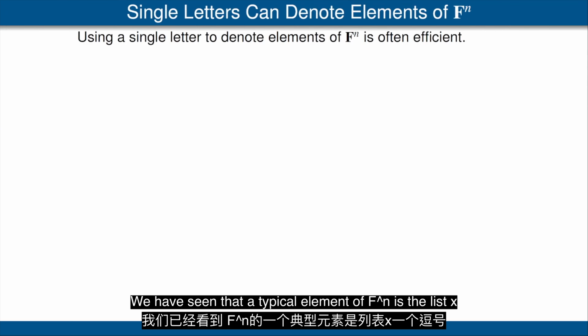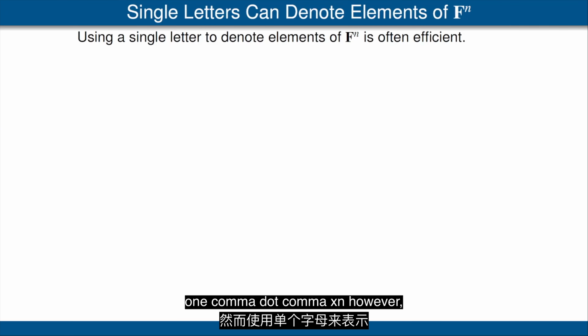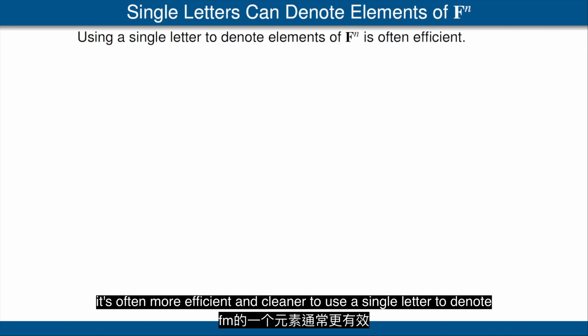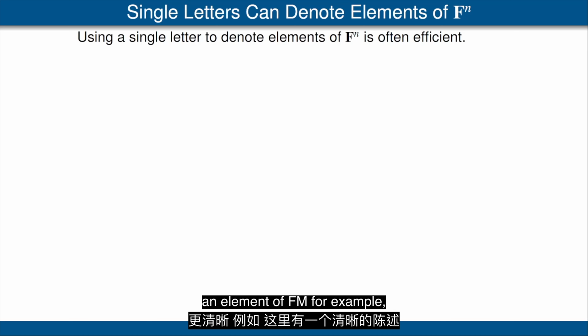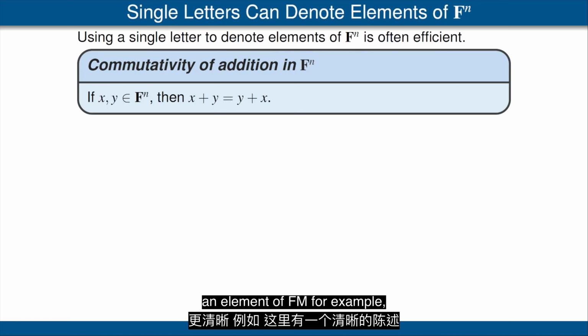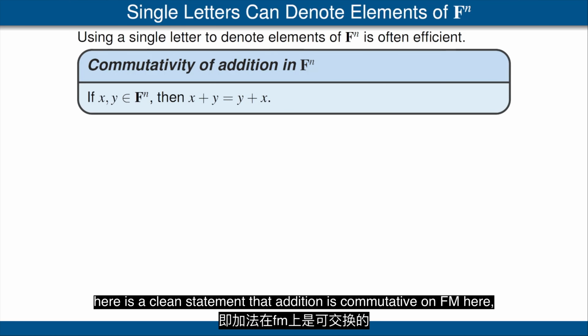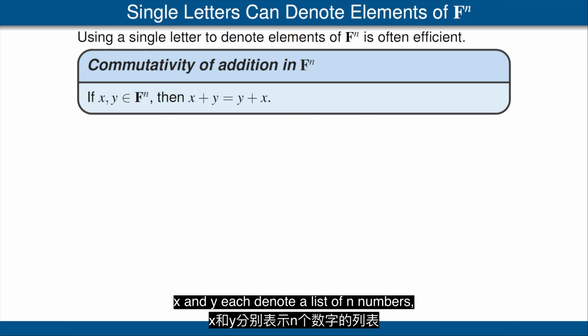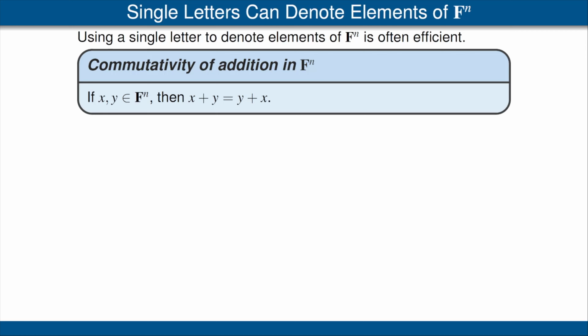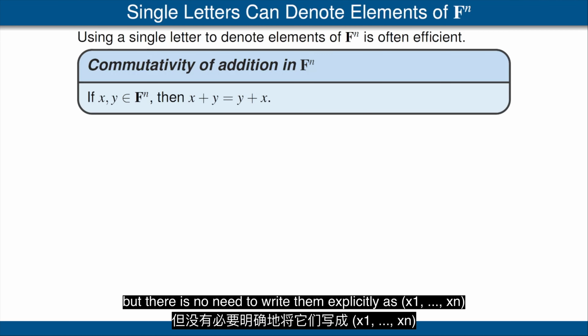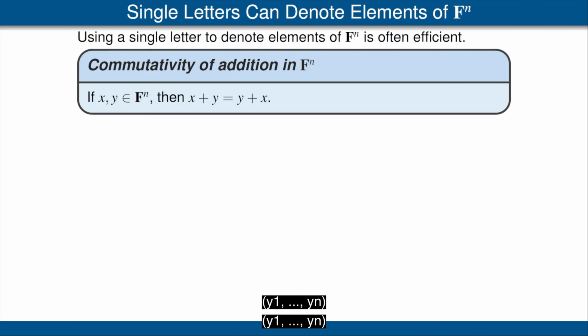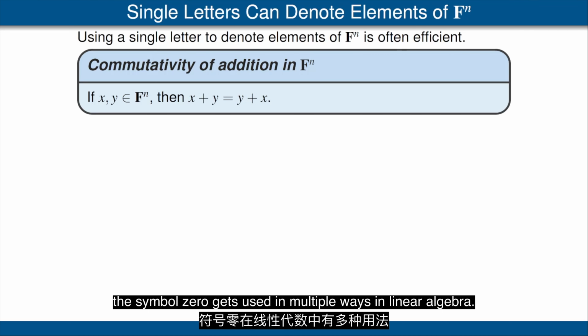We have seen that a typical element of Fn is the list (x1, ..., xn). However, it's often more efficient and cleaner to use a single letter to denote an element of Fn. For example, here is a clean statement that addition is commutative on Fn. Here x and y each denote a list of n numbers, but there is no need to write them explicitly as (x1, ..., xn) and (y1, ..., yn).